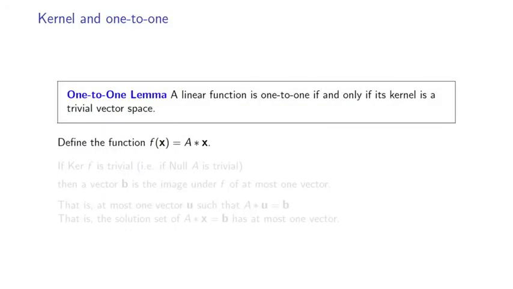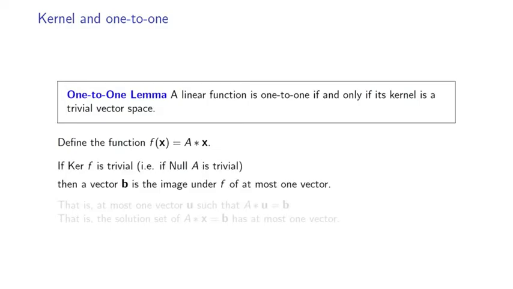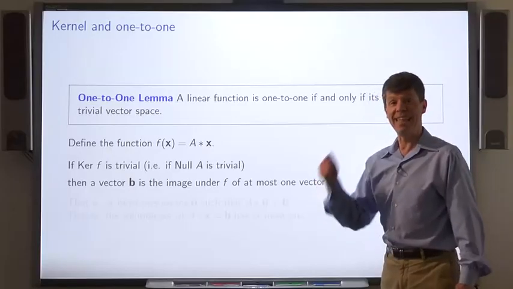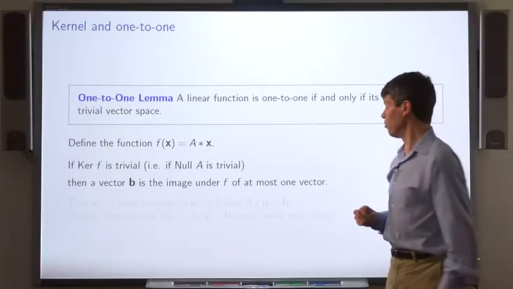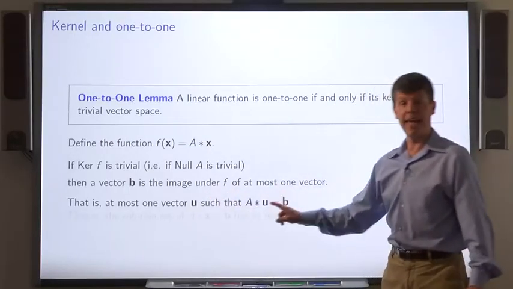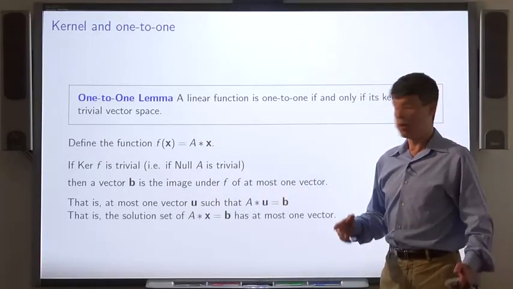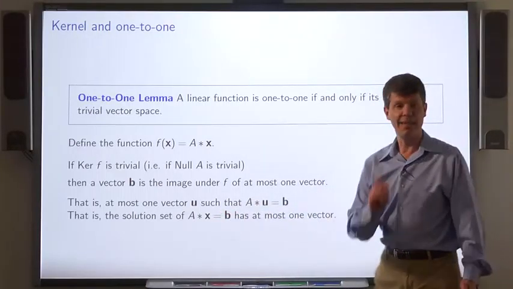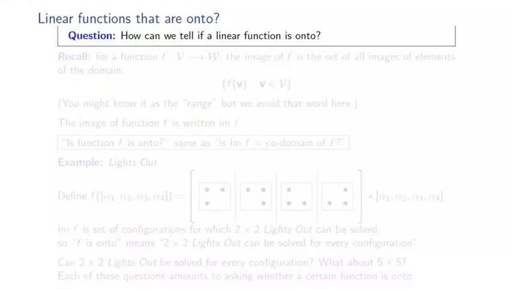Let f be the function defined by matrix-vector multiplication, f(x) = A times x. If the kernel is trivial, that is, if the null space of A is trivial, then there's only one way to get a particular output b. b is the image under f of only one vector in the domain. That is, there's at most one vector u such that A times u equals b. In other words, the solution set of the matrix-vector equation A times x equals b has at most one vector. We've seen a criterion for telling whether a linear function is one-to-one.